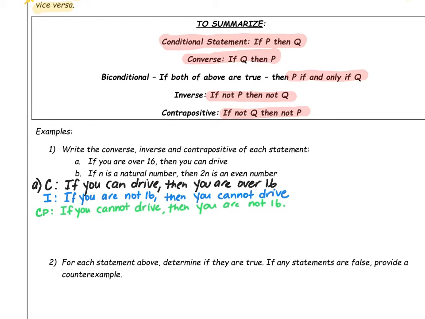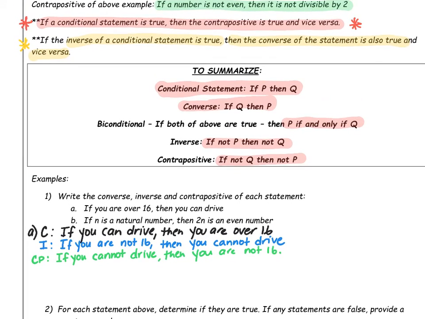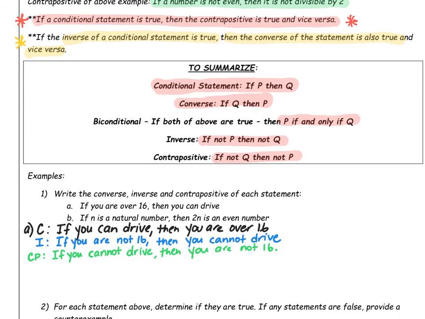Okay, so we're going to kind of do number 1 and 2, because number 2 says for each of the above statements, determine if they are true, and if they are false, then provide a counterexample. So again, it's probably easiest to first look at the conditional statement and the converse, because then we can use this idea up here about if the conditional statement is true, the contrapositive is true, and vice versa. Okay, so the conditional statement says if you are over 16, then you can drive. So imagine that you're over 16, you can drive. Is that necessarily true? I would say no, that is false.